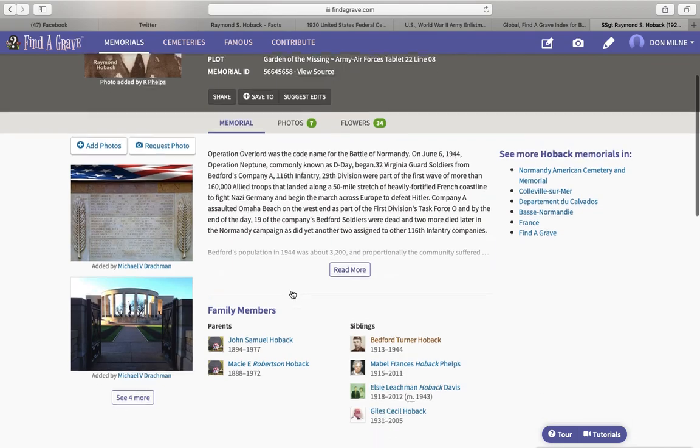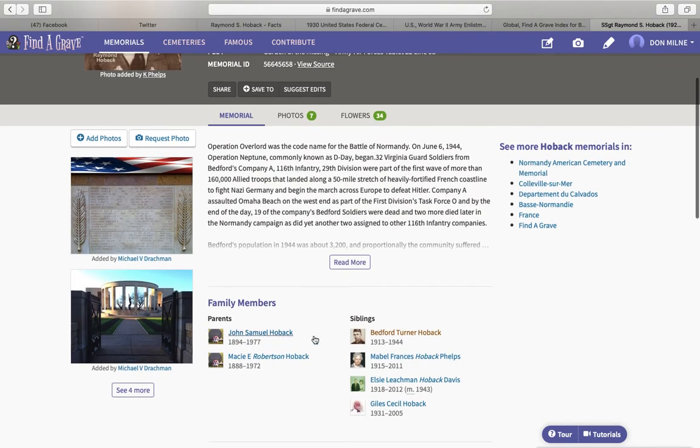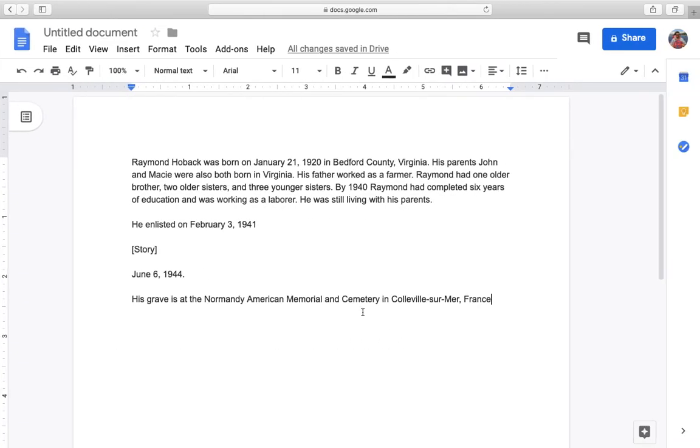Something else that's useful to find on the Find a Grave page is we'll have information about when his siblings died. When you look here, you'll sometimes find that he had another sibling that also died in World War II, which actually happened to his older brother Bedford, who also died in 1944. So although we're writing about Raymond in this case, in the story we could make mention that his brother Bedford had died in World War II. So anyway, that's what it takes to write the basic information.